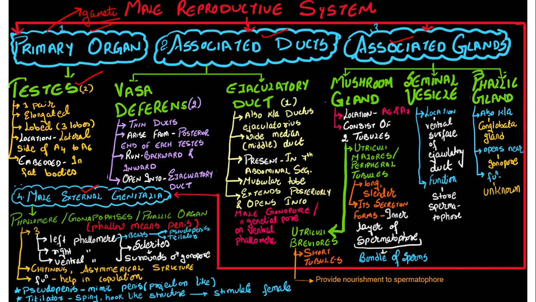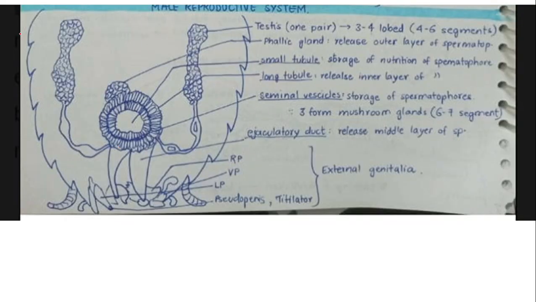Testes. How many testes are present? 2 testes are present, and each is elongated. How many lobes will be present? 3 lobes are present, located on the lateral side from abdomen A4 to A6 and embedded in the fat bodies. Let me show you the diagram over here.